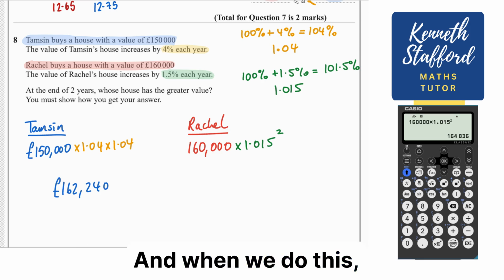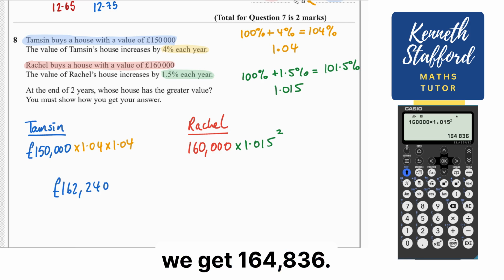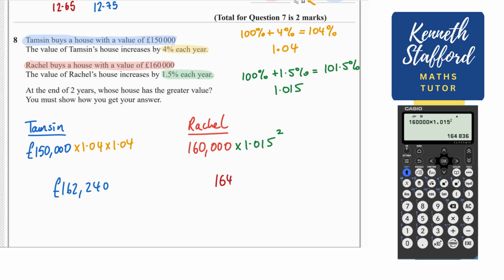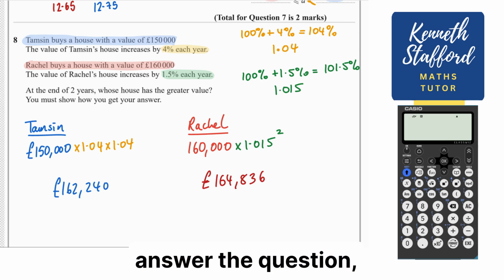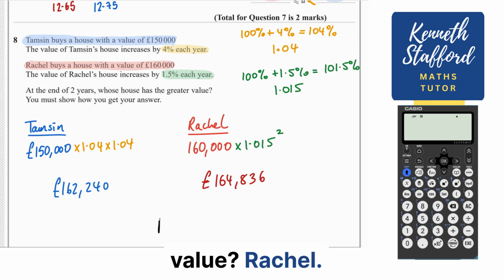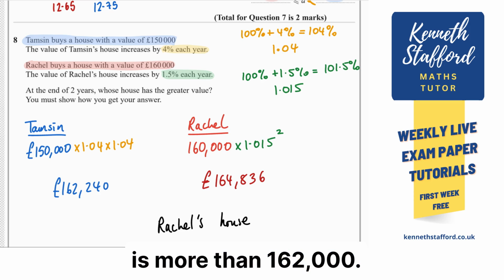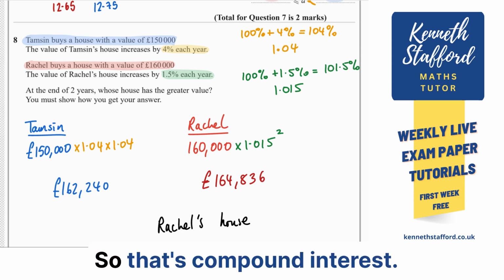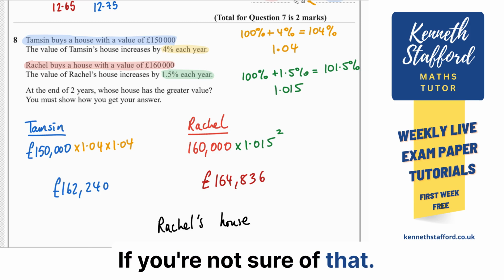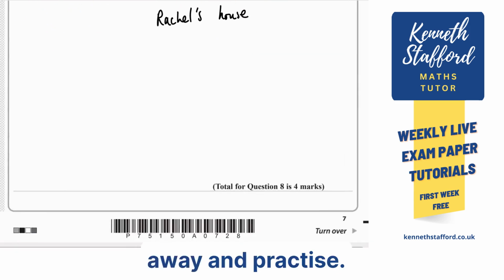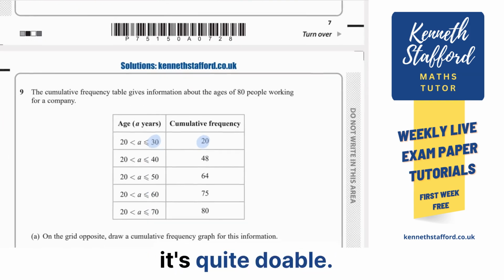And when we do this, we get 164,836. And we need to remember to answer the question, whose house has the greater value? Rachel. Rachel's house is worth more because 164,000 is more than 162,000. So that's compound interest. If you're not sure of that, it's a good topic to go away and practice. Once you do enough of it, it's quite doable.